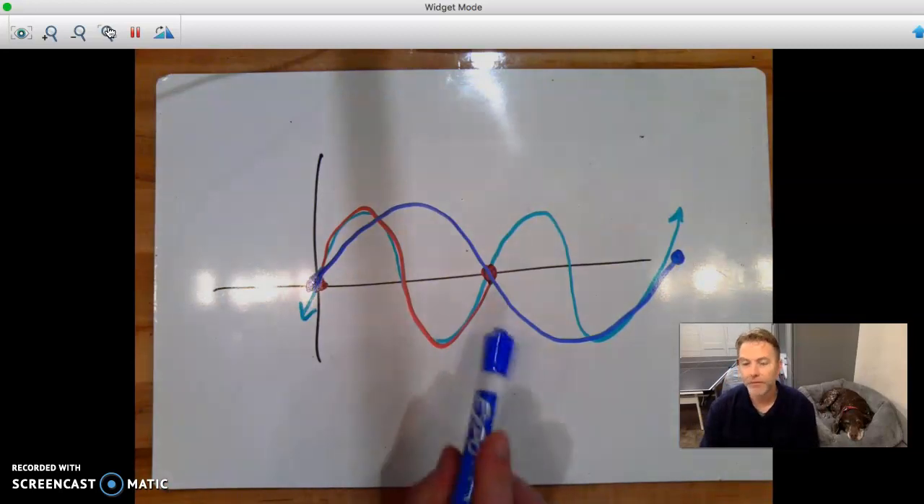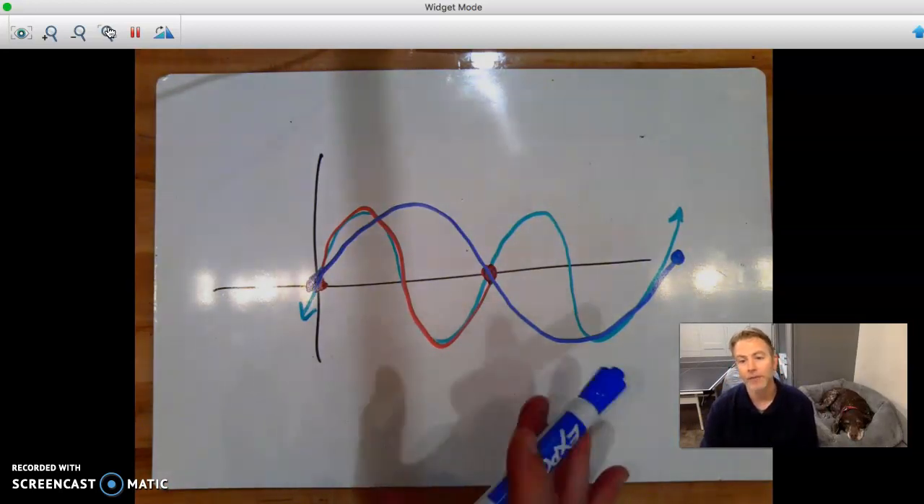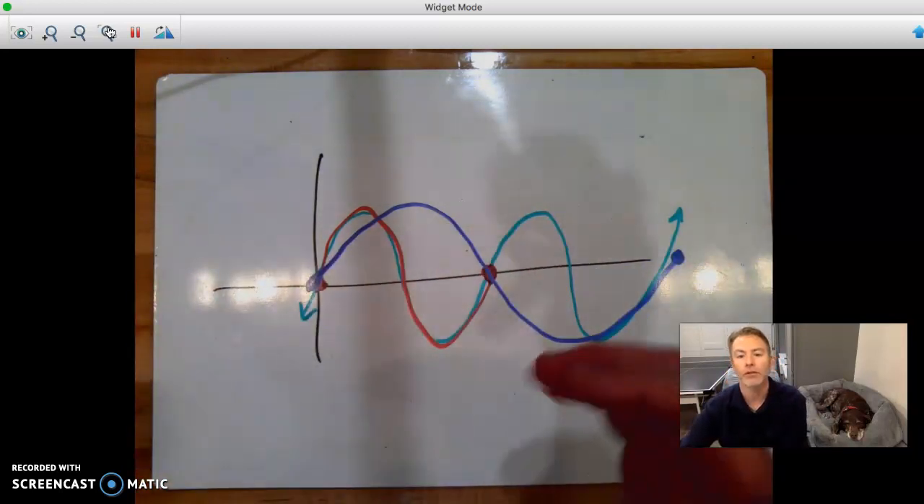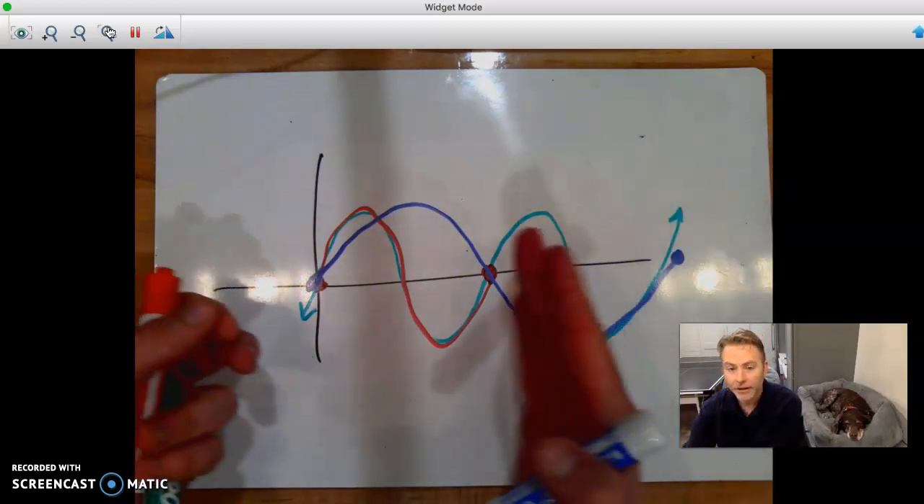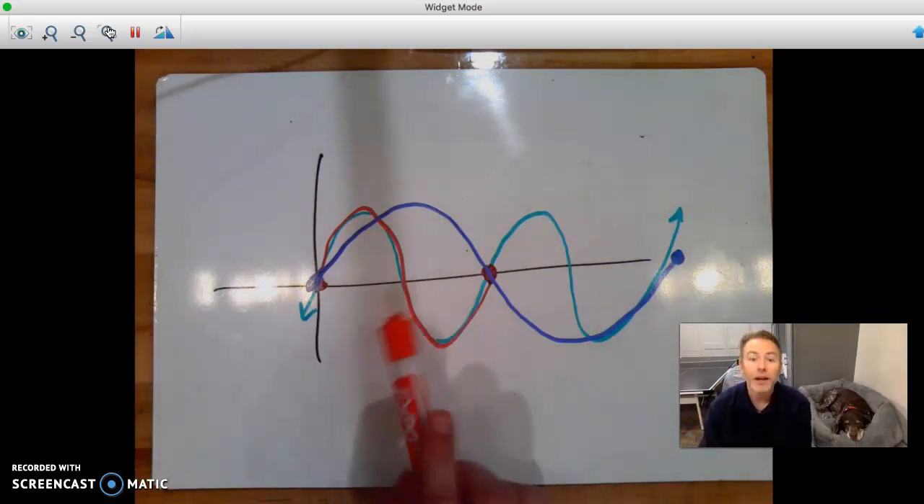The best way to think about this is sound waves. For the blue graph, as we stretch out its period, the tone of the sound decreases. But as we push it together, as with this red graph, the pitch or the tone of the sound goes higher.